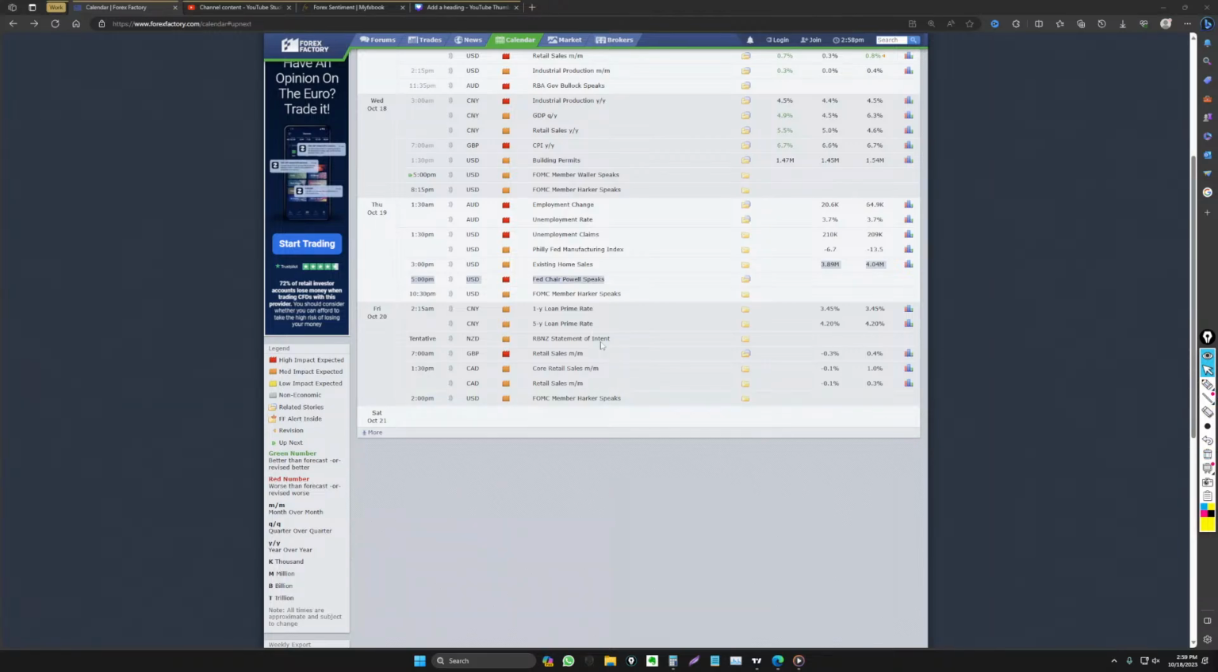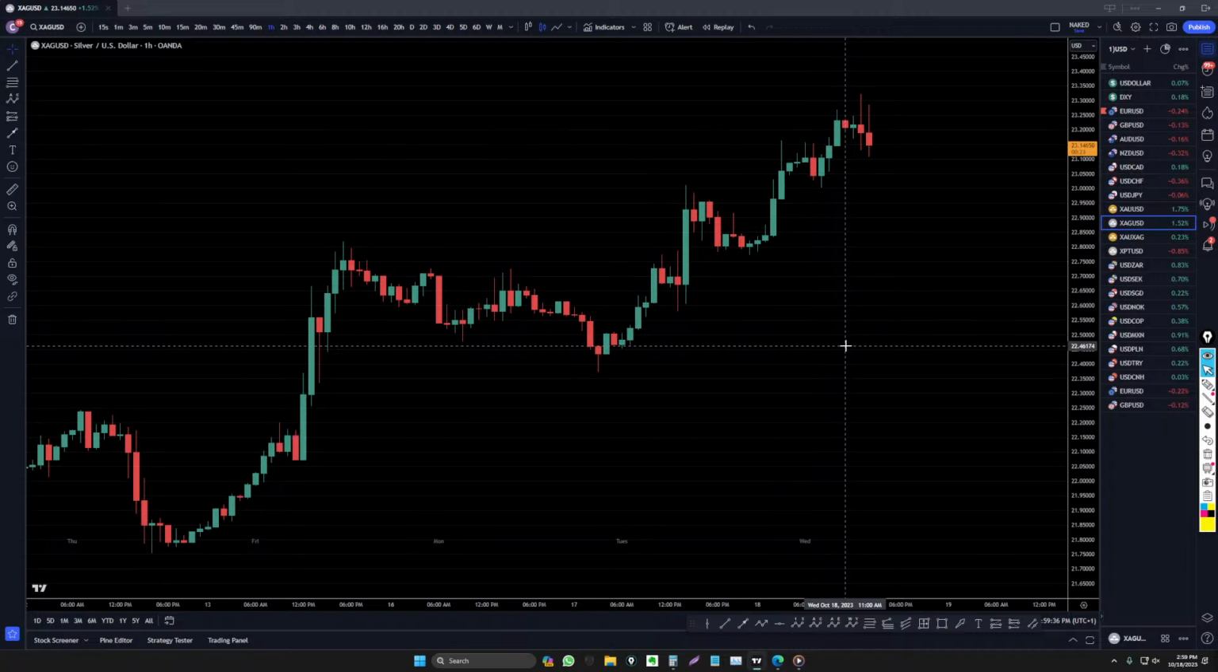So we got some pretty good news, and then Friday is kind of a little bit of a slow day when it comes to news at least. We got retail sales for the pound. That's probably about the only thing that's really decent on Friday. Retail sales for the CAD, I guess, is pretty good too. So we got a little bit of news on Friday, not really a whole lot though.